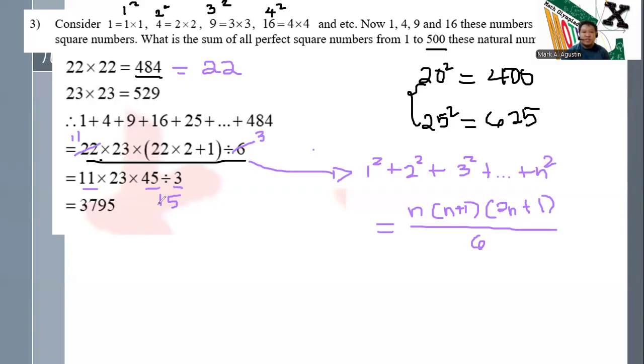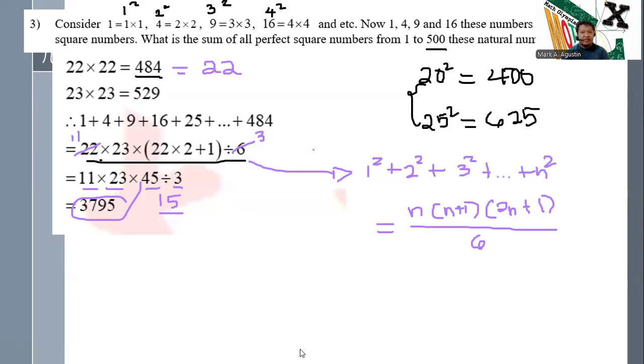So 45 divided by 3 is 15. Then we multiply those numbers only, so we'll be getting 3,795. But let me double check that one. 11 times 23 times 15. Yeah, that's 3,795. Yes, you're welcome for that one. You can learn, that is a formula. That's why we're here.